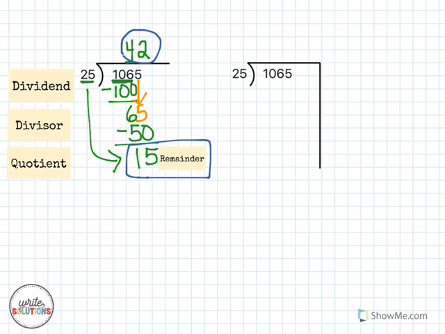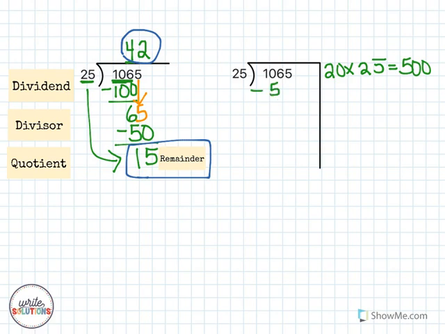In this strategy, we're still going to be pulling groups of 25 out of our dividend of 1,065. We can pull them out in any way we'd like, though. My 25 table I know pretty well. But I also know that 10 groups of 25 is 250. And there are definitely more than 250 apples in here, right? There's over 1,000. So I can double that. If 10 groups of 25 is 250, 20 groups of 25 is 500. I'm going to start right there.